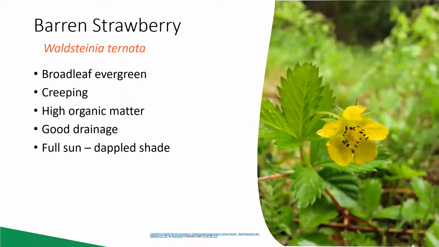A barren strawberry, a broadleaf evergreen, also forms a ground cover. This colonizer continues to spread, but it's not as aggressive as some of the other ground covers that we'll talk about later. It does have a beautiful yellow flower. It blooms heaviest in the mid-spring.